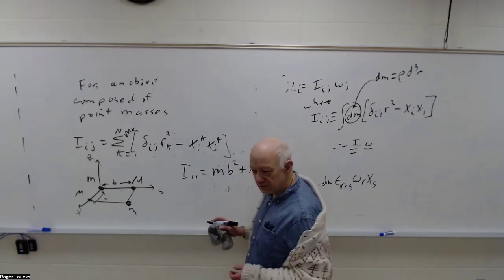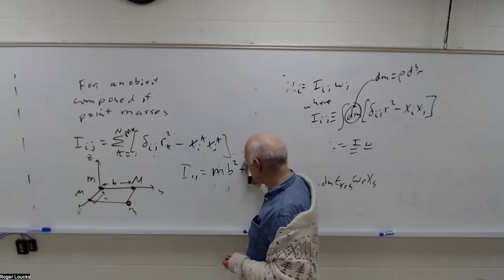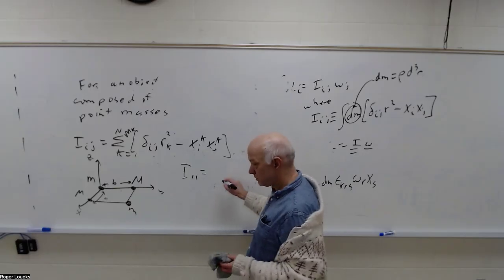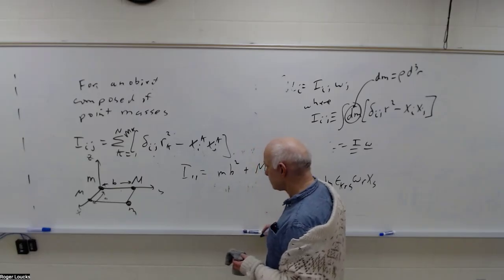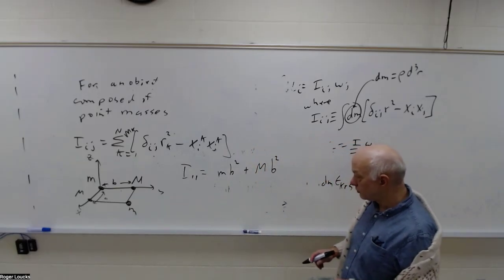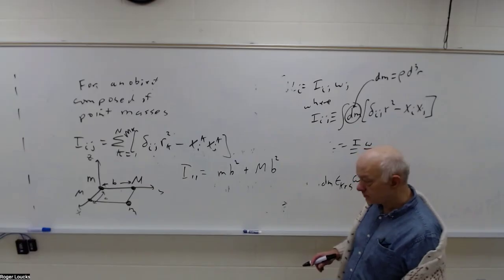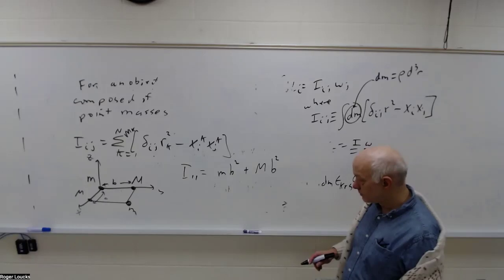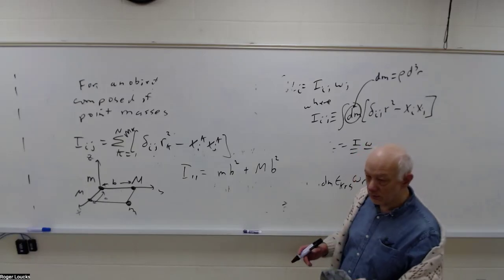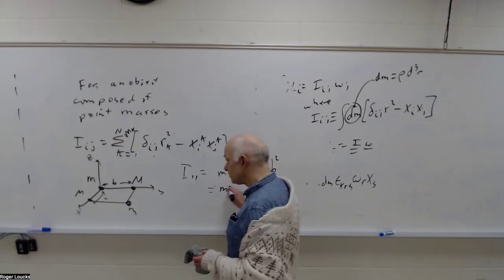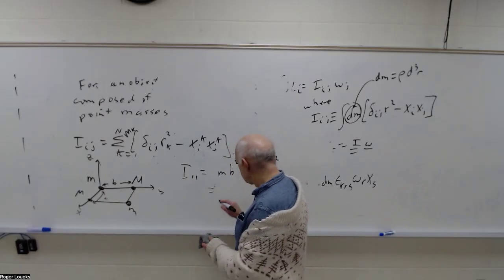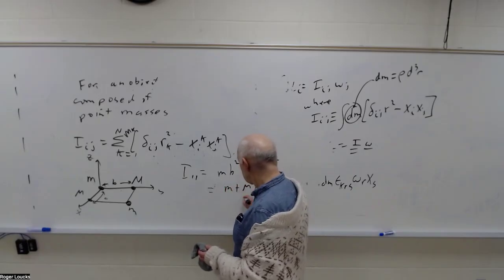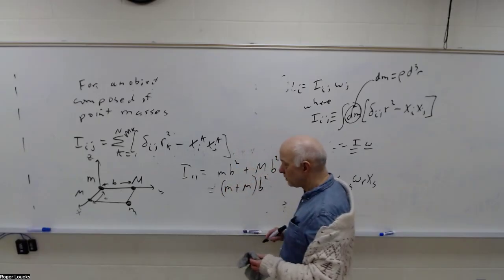Actually, what did we have? We had little m b squared plus big M b squared. There has to be an a there too. Did I drop it? Oh, of course, because it's... yes. So we do that there.